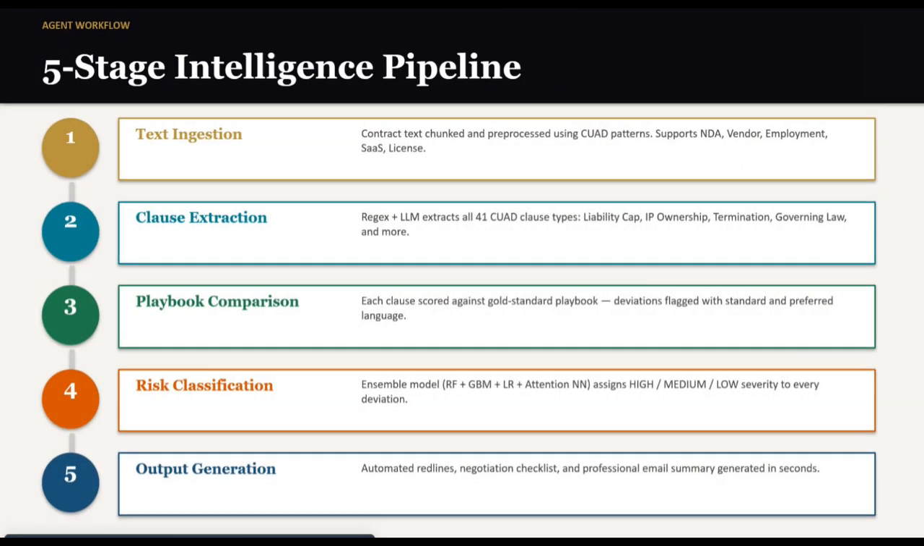Now let's look at the 5-stage intelligence pipeline. This is the agent workflow. Firstly, you have the text ingestion, where the contract text is chunked and processed using CUAD patterns, supporting NDA, vendor, employment, SaaS, and license, respectively. Then secondly, you have the clause extraction, where the LLM extracts about 41 CUAD clause types: liability cap, IP ownership, termination, governing law, and of course much more.